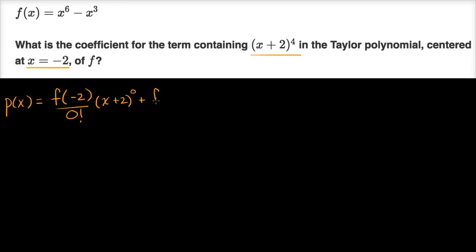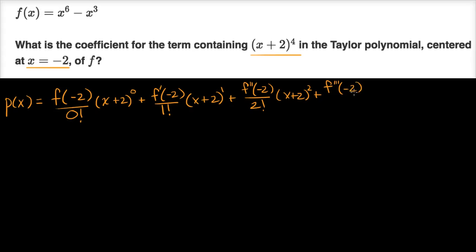So then you're going to have plus the first derivative evaluated at negative 2 divided by 1 factorial, which is still just 1, times x plus 2 to the first power, plus the second derivative evaluated at negative 2 over 2 factorial times x plus 2 squared. I think you see where this is going. And really all we care about is the one that has a 4th degree term. But actually, let me just write the 3rd degree term too, just so we get fluent in this. So the third derivative evaluated at negative 2 over 3 factorial times x plus 2 to the 3rd power.